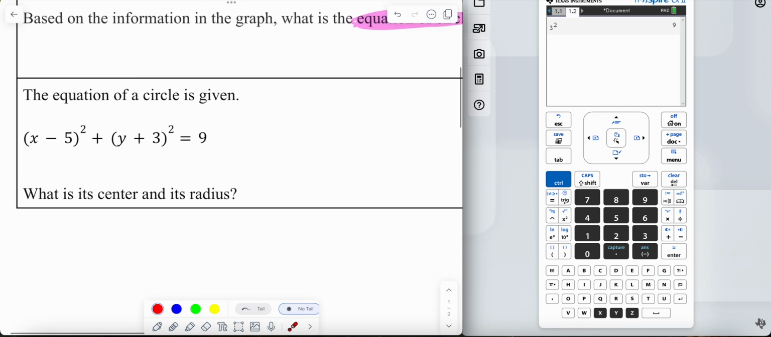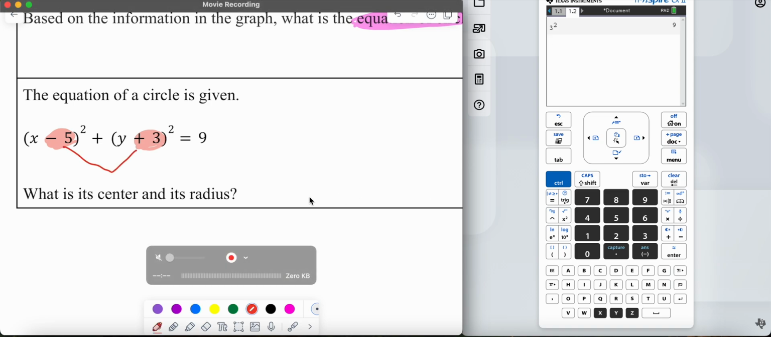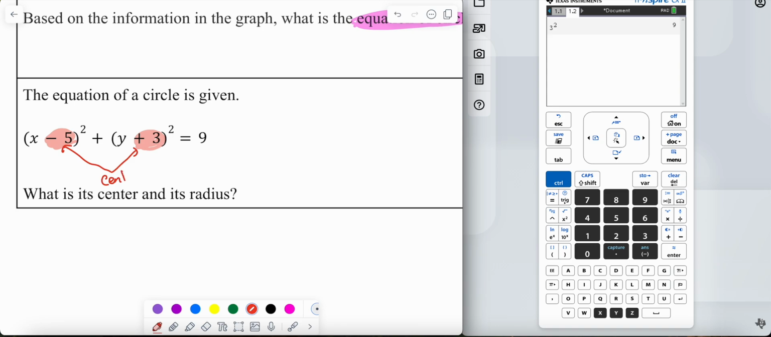All right, this one. It says the equation of a circle is given. What is the center and its radius? So from the previous, you're going to remember that this value right here and this right here is where we get our center. Okay? So this is where we get our center. And from this one, out here is where we get our radius. So we can get our radius. You know, it provides us with the radius.